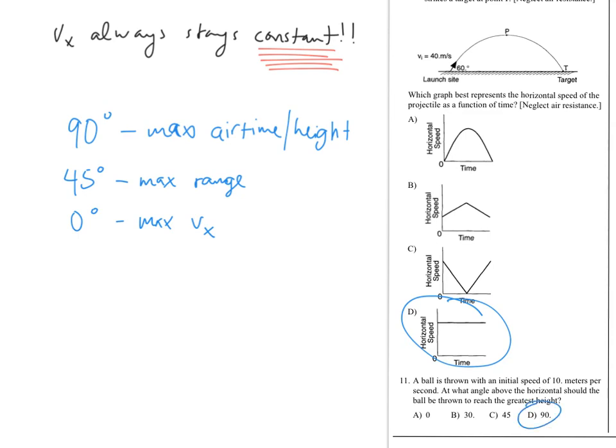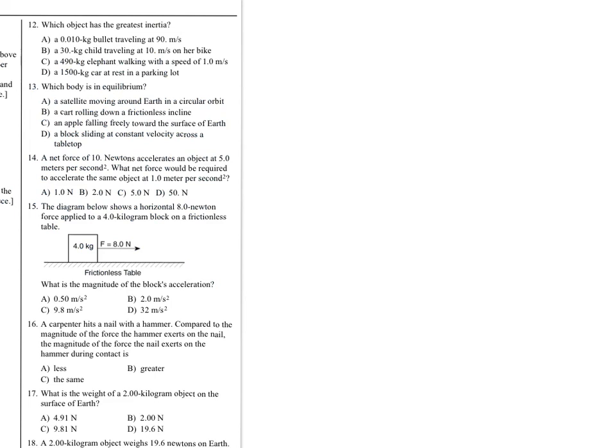Choice D, 90 degrees. Now the last question for this part 1 video, which object has the greatest inertia? Inertia is related to what other quantity? Mass. So if inertia goes up, so does the mass. So the greatest inertia is the object with the most mass. And the only one that fits that is choice D. We could ignore all the other velocity values there. All that matters is the mass.